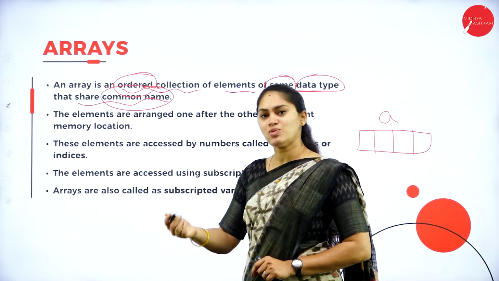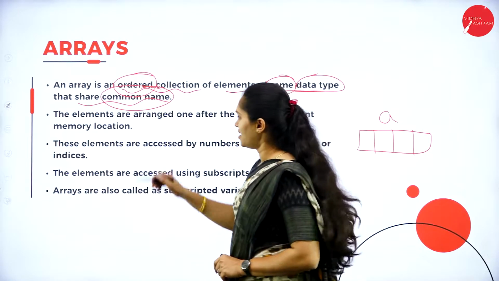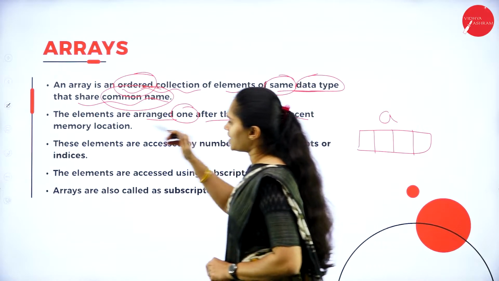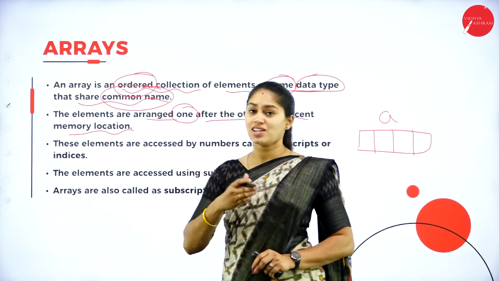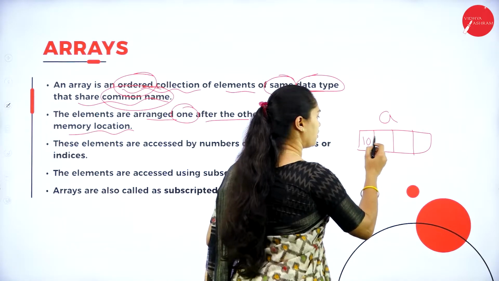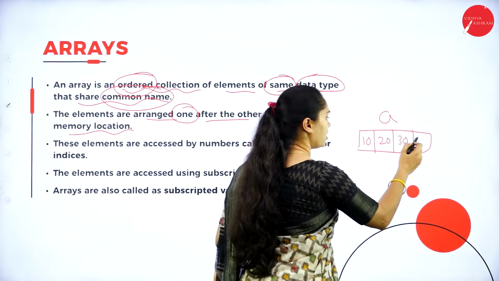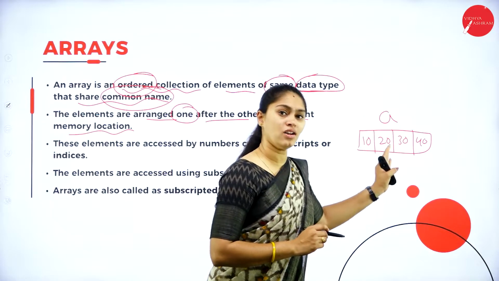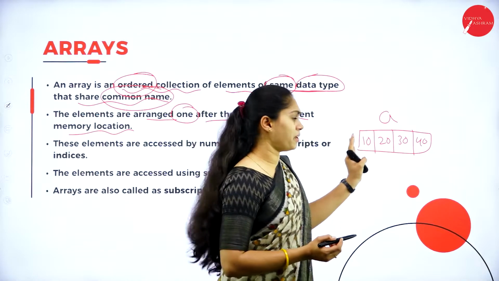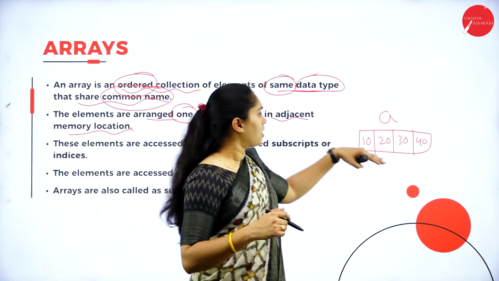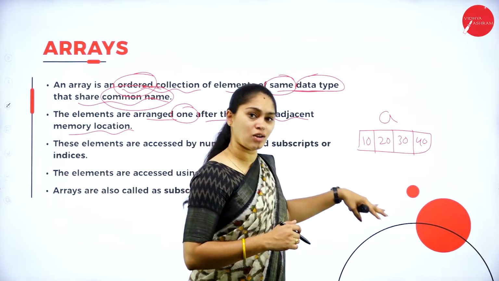Then how are elements going to be arranged in an array? We'll see here: arranged one after another in adjacent memory locations. Adjacent in the sense one after another. As I told earlier, if I am taking 10, 20, 30, 40, here how are the elements arranged? One after another. So it will be in the linear data structure. That's why we got this array concept under the non-primitive.